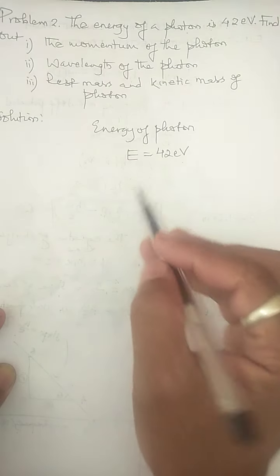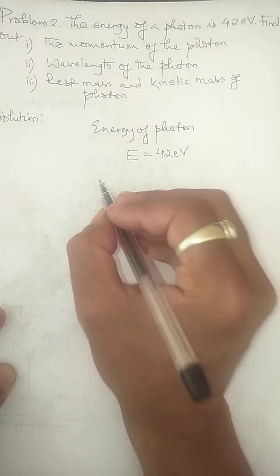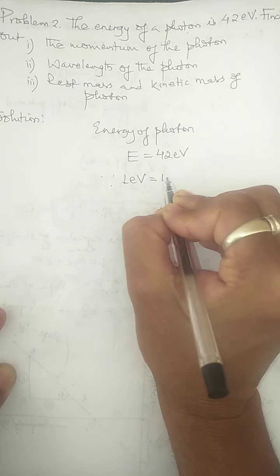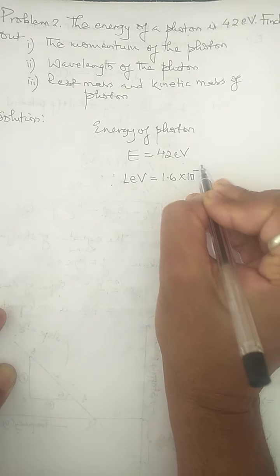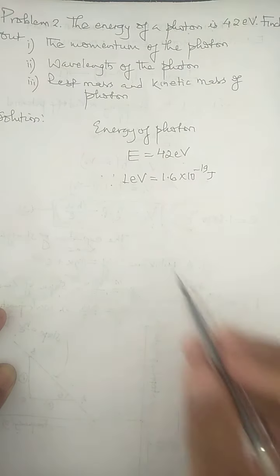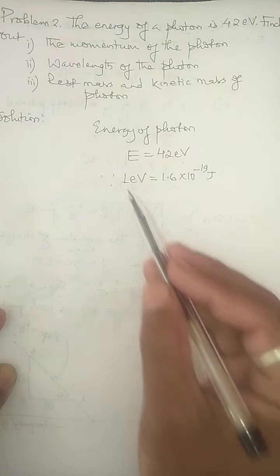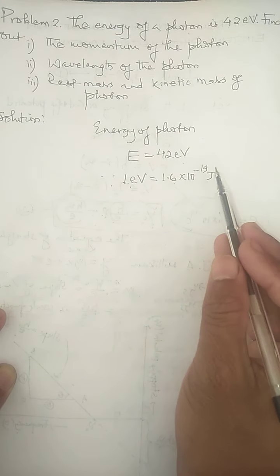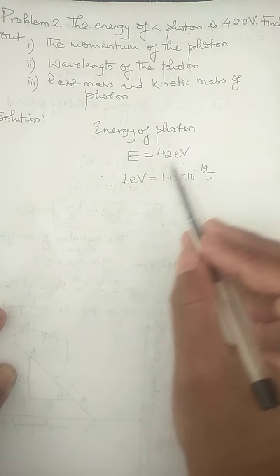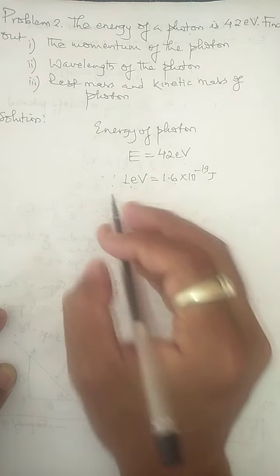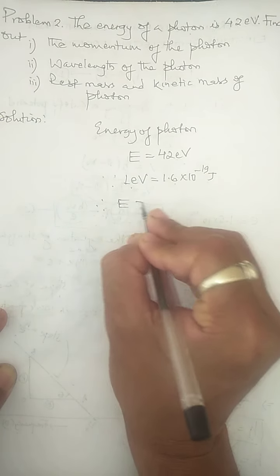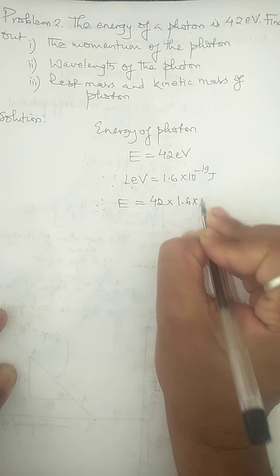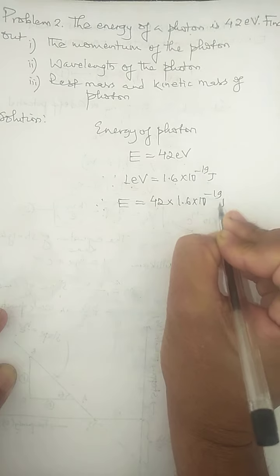But what I do, I convert this electron volt into joule. There is a relation: 1 electron volt is always equal to 1.6 into 10 to the power minus 19 joule. You have learned this part in class 10 also. So I convert electron volt to joule by multiplying this factor. I write down E equals 42 into 1.6 into 10 to the power minus 19 joule.